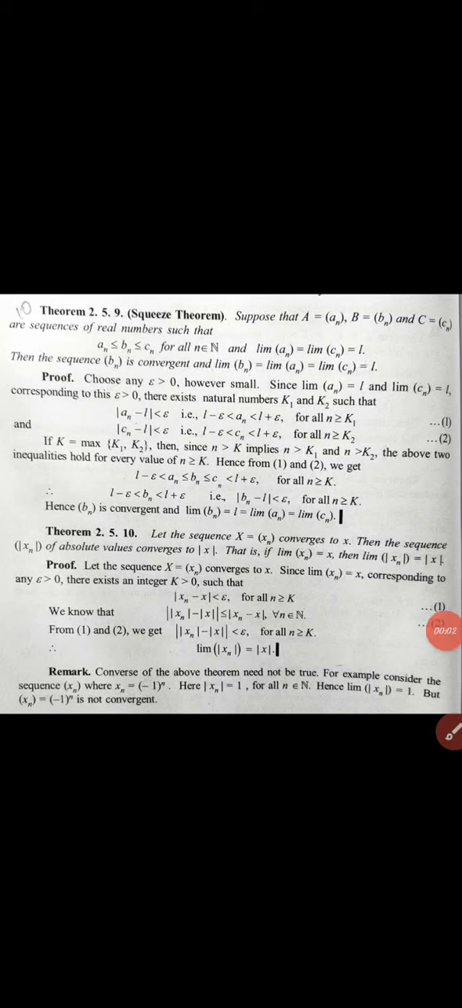Good morning. So today my seminar topic is these three theorems. So let's see the first theorem.